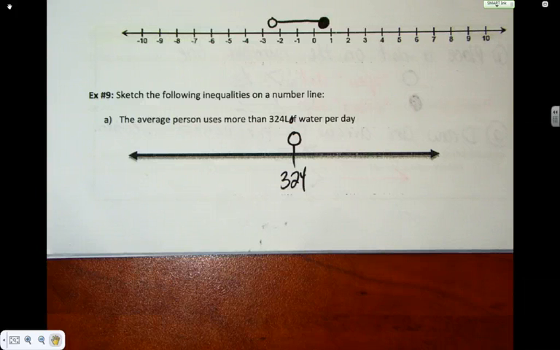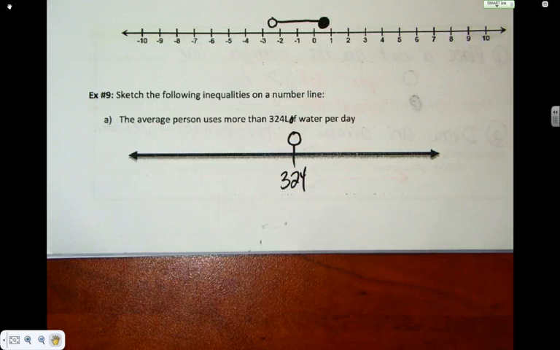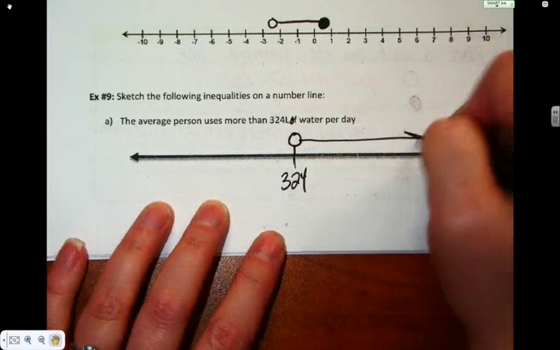Then we have to figure out from the wording, am I closing that dot in, am I coloring it in, or am I leaving it open? So does it include 324, or is it just greater than 324? More than, so that means not colored in. Now I'm going to draw my line with an arrow. Am I going to the left or going to the right? Keyword is more. More is to the right.